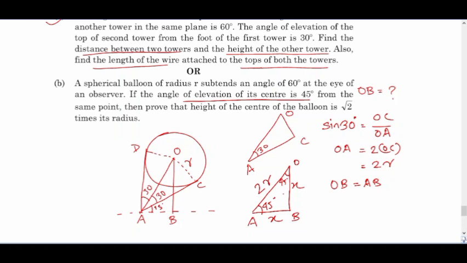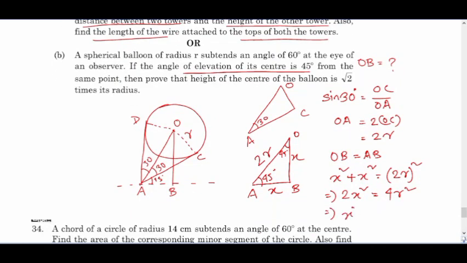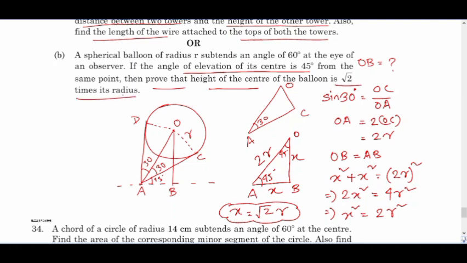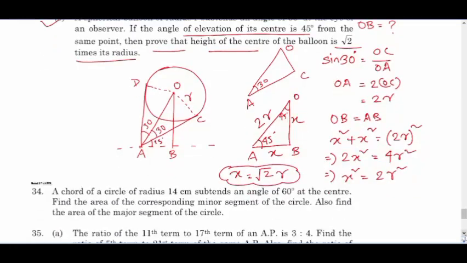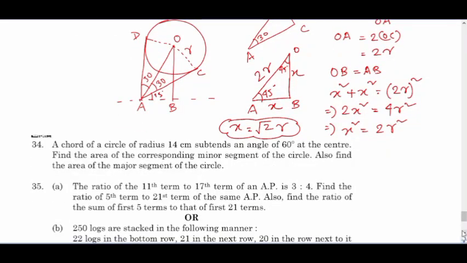Now OB means X. So according to Pythagoras theorem, X squared plus X squared equals (2R) squared. That means 2X squared equals 4R squared. That means X squared equals 2R squared. So X equals root 2 R. So we prove that the height of the center of the balloon, that is OB, is root 2 times its radius, root 2 into R. Very very simple question. Let's go to the next question.